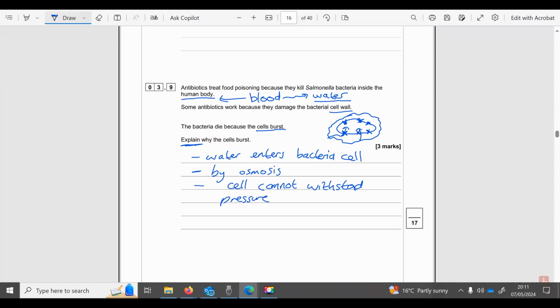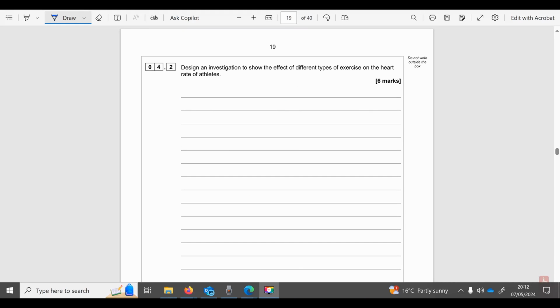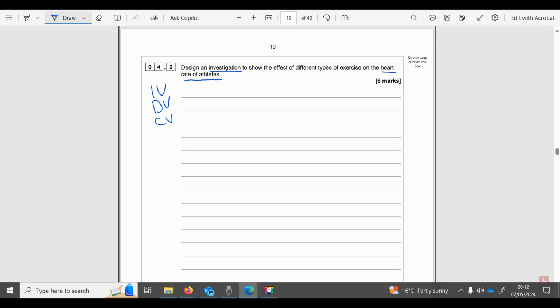Question 4.2. Design an investigation to show the effect of different types of exercise on the heart rate of athletes. 6 marks. Now, there is no required practical for this question. This is just an indication of how well you understand doing investigations. So, what should you think about when you are trying to carry out an investigation? Your variables, your independent variable, your dependent variable, and your control variables.